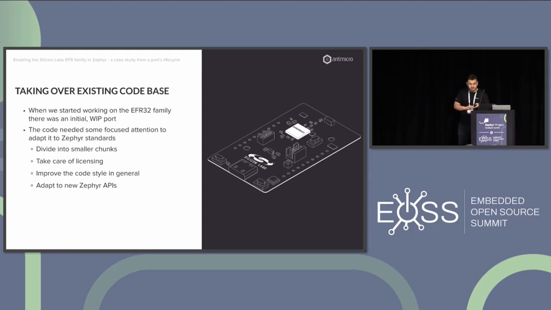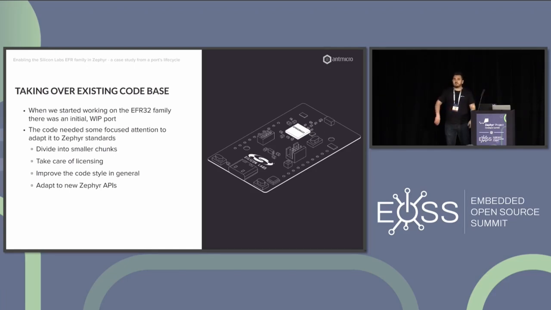When we started working on this particular project, as Anders said, there was already work in progress, a pull request, with some code adding the functionality. But the code required some care. We had to go through it and figure out what's there. First of all, update it to follow the Zephyr standards, like coding guidelines and so on. Second of all, divide it into smaller chunks because it was a huge pull request adding all the things at once. Take care of licensing, which we'll talk about in a moment.